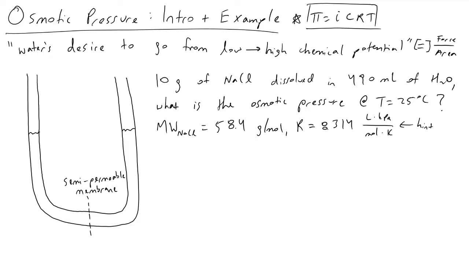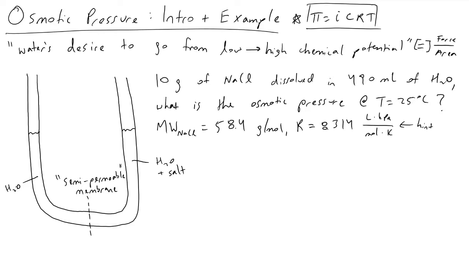And so for an example problem, let's say that I added 10 grams of salt, NaCl, into 490 milliliters of water, and I want to know what is the osmotic pressure. And a way that you can visualize what is going on here is, let's say I add the salt to the right half of this apparatus here, and the left half is just going to contain the pure water. And I have these two halves separated by a semi-permeable membrane.